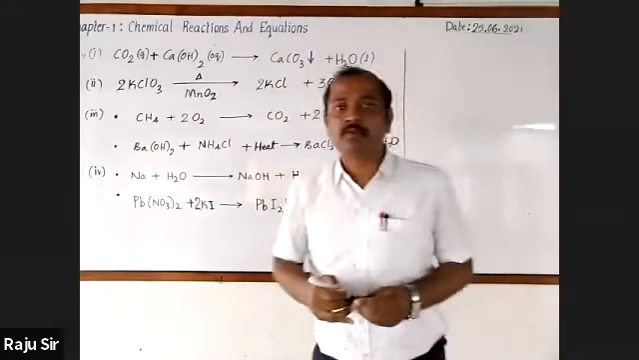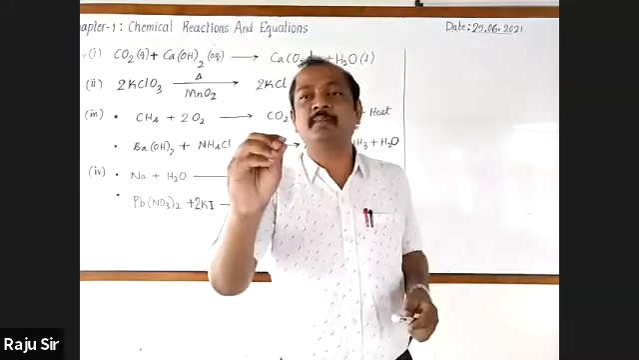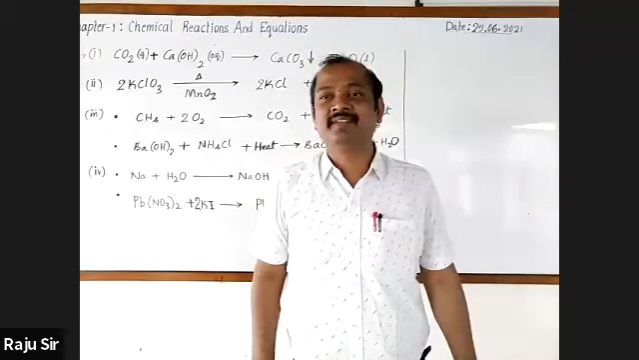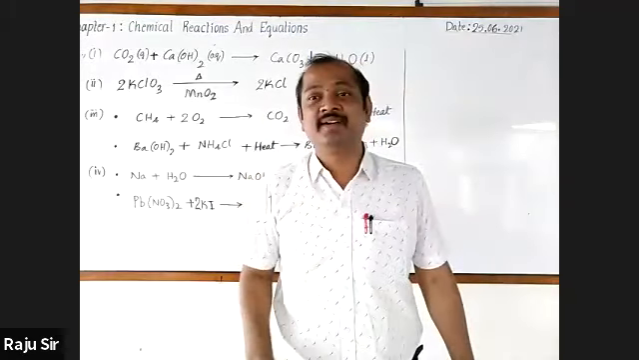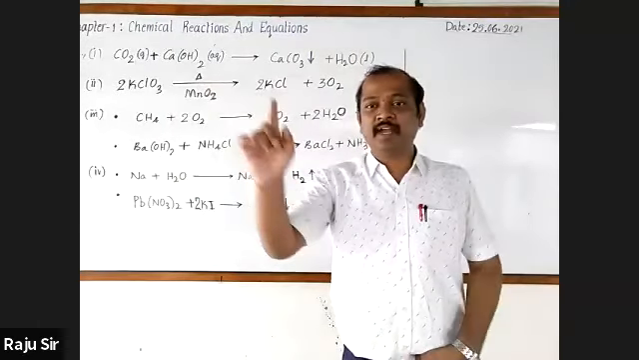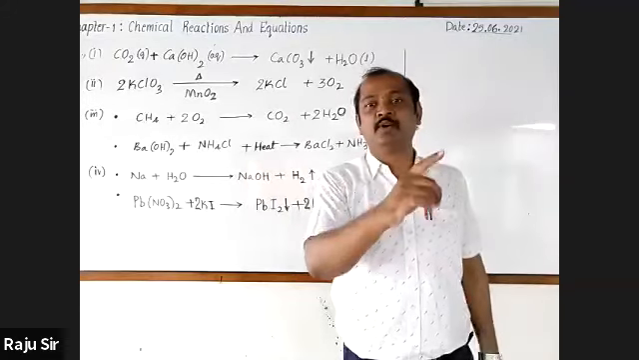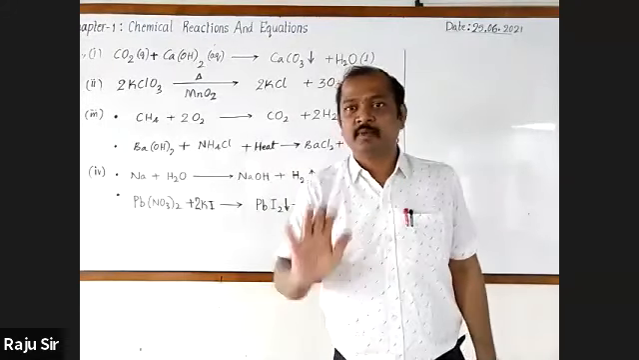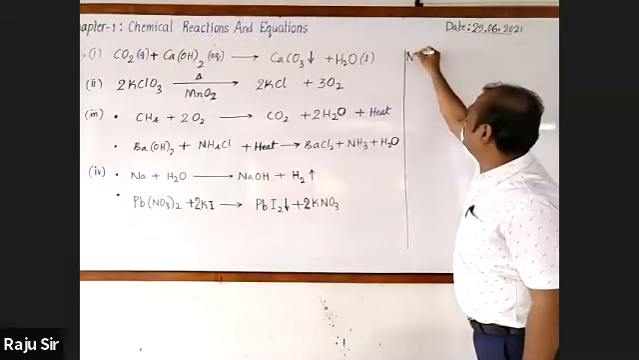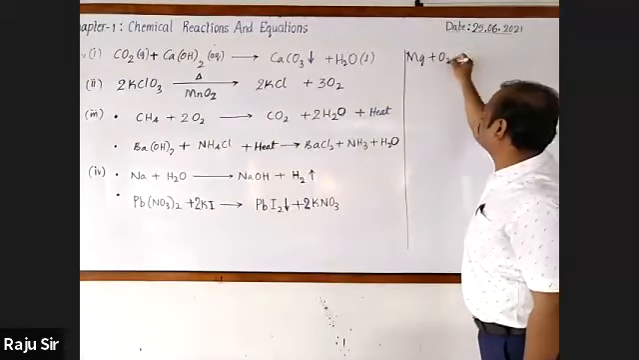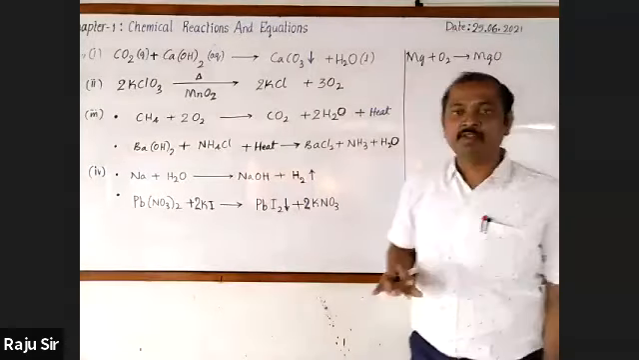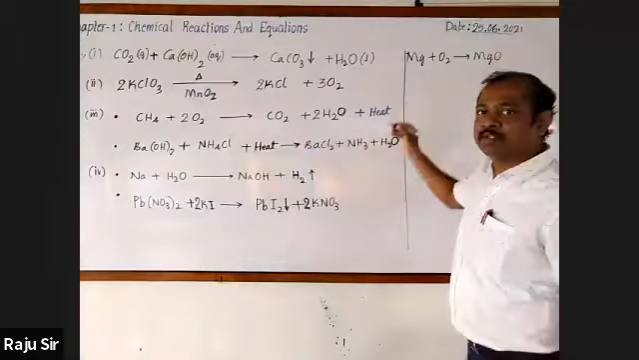Dear students, could you tell which is the most familiar chemical reaction to us? Magnesium reacts with oxygen on burning to produce magnesium oxide. Mg plus O2 gives rise to MgO, right? Similarly, you know that.